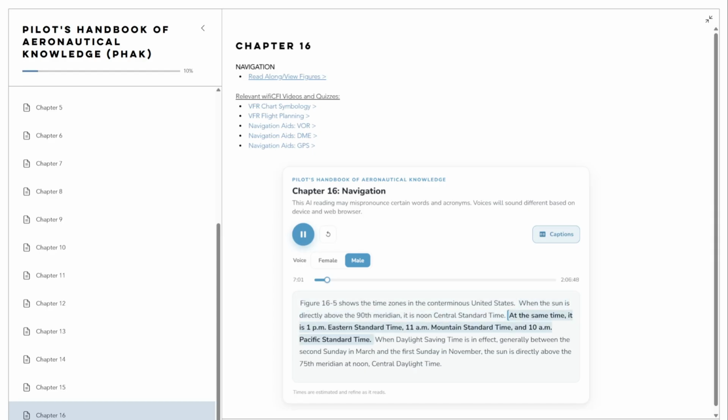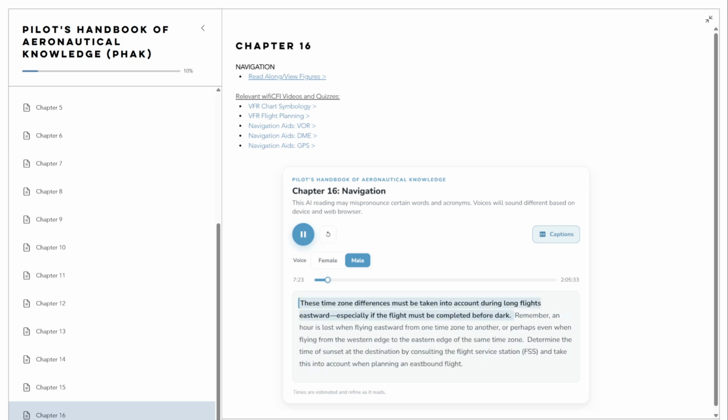At the same time, it is 1 p.m. Eastern Standard Time, 11 a.m. Mountain Standard Time, and 10 a.m. Pacific Standard Time. When daylight saving time is in effect, generally between the second Sunday in March and the first Sunday in November, the sun is directly above the 75th meridian at noon, Central Daylight Time.